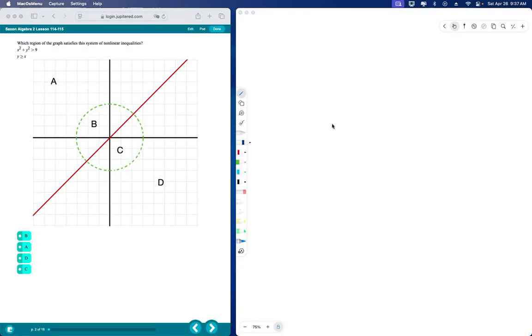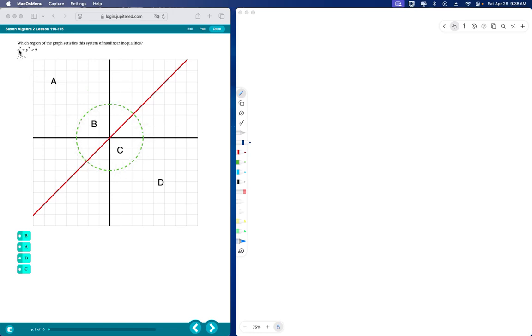All right, so we're in lesson 114, 115. The lesson here is about inequalities and functions and understanding which areas of the graph are true, the answers or the points in that area, which one makes both of these statements true. All you really have to do is understand which one of these stands for which one of these functions or which one of these graphs.